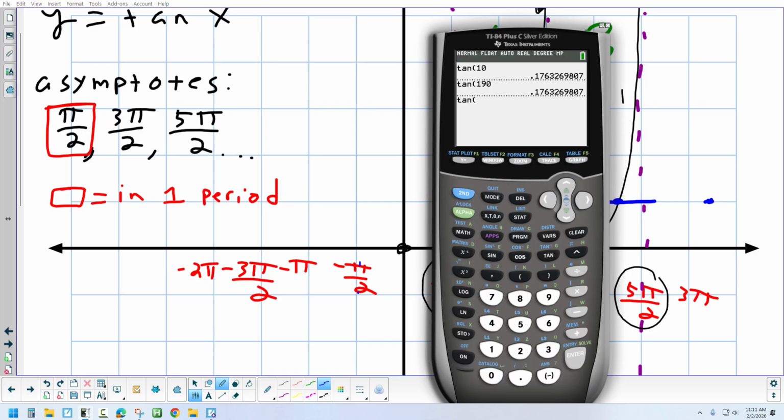So if I add 180 to that again, what's 190 plus 180? 370. You can add or subtract 180 as many times as you want, and you will keep getting the same answer. It's just in different cycles.